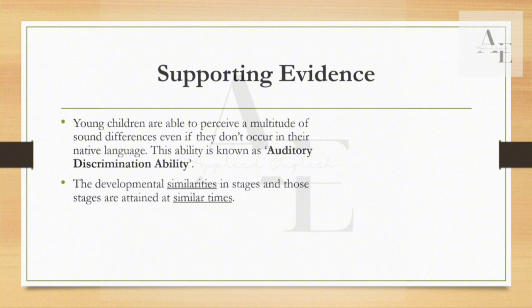Then we have the developmental similarities in stages, and those stages are attained at similar times. We talked about it, which is the universality of stages and the rapidity, which is the same for all children. Also, children acquire grammatical units in a similar order. By grammatical units, I mean morphemes, the ing morpheme, the ed, also prepositions like in and on. So children acquire these morphemes in a similar order and almost at the same time. So this is also supporting that language is acquired by innate ability.